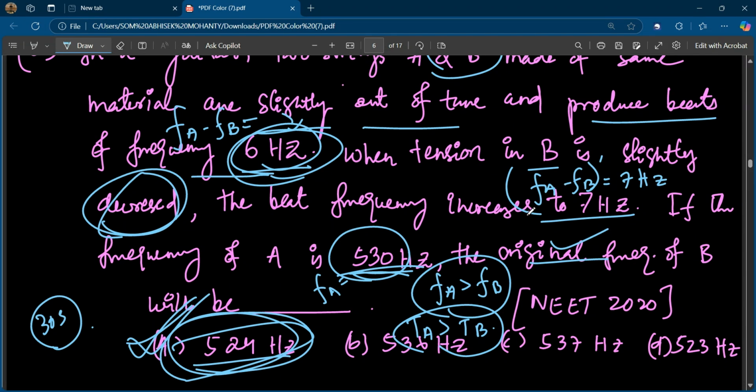If it was written, if frequency of A is 530, what is the new frequency of B after it has decreased? That will be 523.